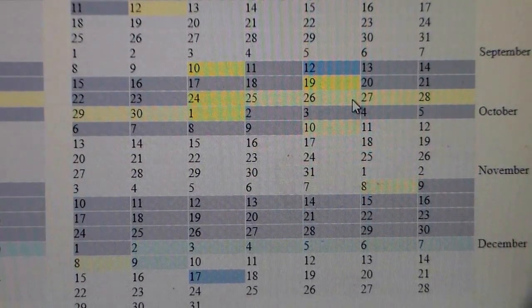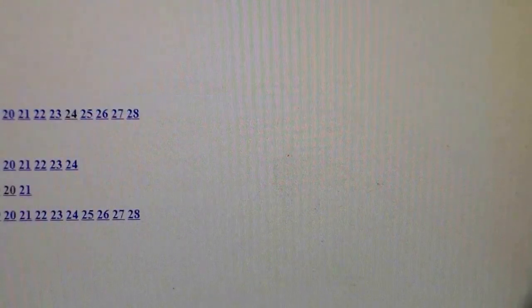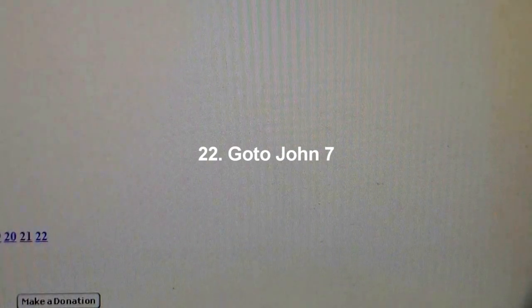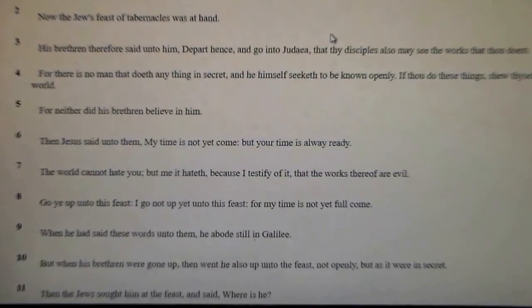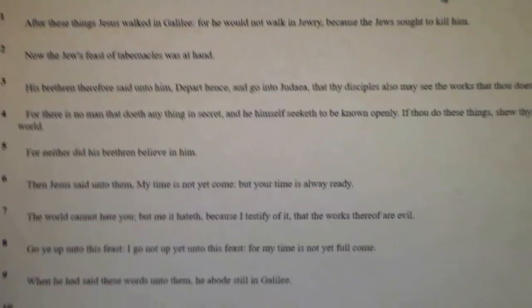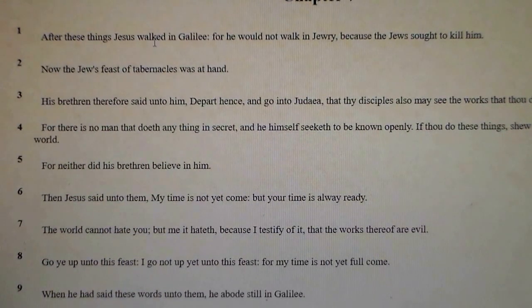What day do I believe that Jesus was born? Well, I believe that Jesus confirms it here in John chapter 7. Let's go to John chapter 7. The book of John, chapter 7. Let's read. "After these things Jesus walked in Galilee, for he would not walk in Jewry, because the Jews sought to kill him." Verse 2, "Now the Jews' Feast of Tabernacles was at hand." Feast of Tabernacles, that was his birthday.